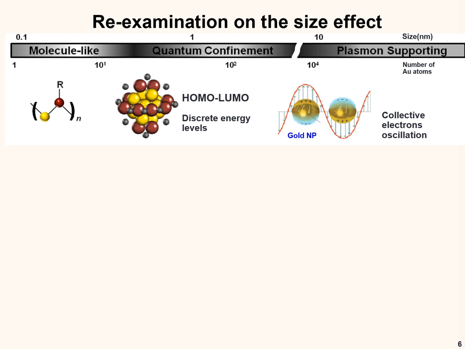But in the larger nanoparticles, which are a few tens of nanometers or 100 nanometers, your nanoparticle has collective oscillations of electrons. They have surface plasma. I call them plasmonic supporting nanoparticles. So there are at least two different species of nanostructures, which are separated by size.